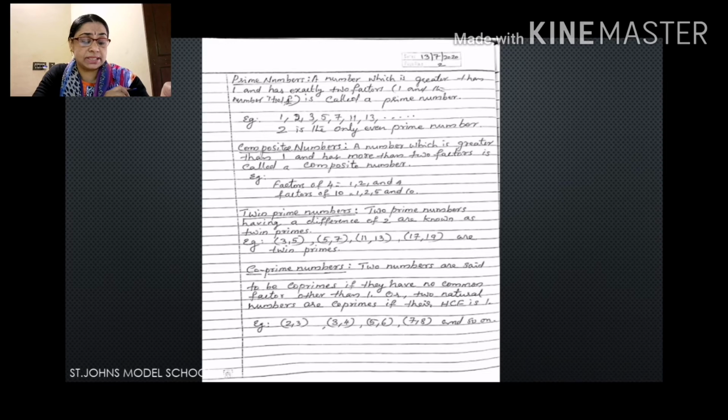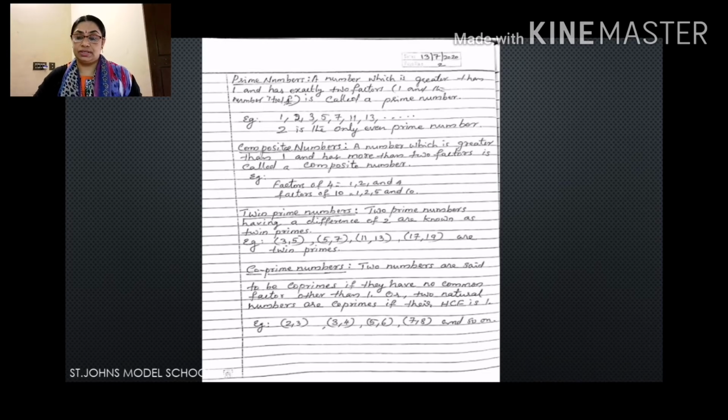Now co-prime numbers. Two numbers are said to be co-prime if they have no common factor other than 1. For example, 2 and 3 have the common factor 1 only. Similarly 3 and 4, 5, 6, 7, 8 have common factor 1 only. So these numbers are called co-prime numbers.